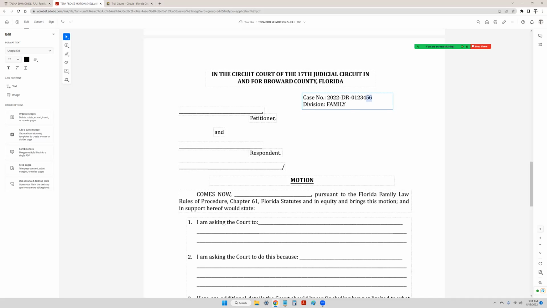But in Broward and in several other counties, not all, you're going to see FMCE and the same format, just a 2-digit year and the sequence number. All right. And so your name goes here. If you are the petitioner, of course, by now, you know, when you file a case, you know what role you play. Okay, so you would put your name in that spot and the other side's name in the other spot. Okay, you would also put your name here because you are the movant. You are the one moving the court or making a motion.